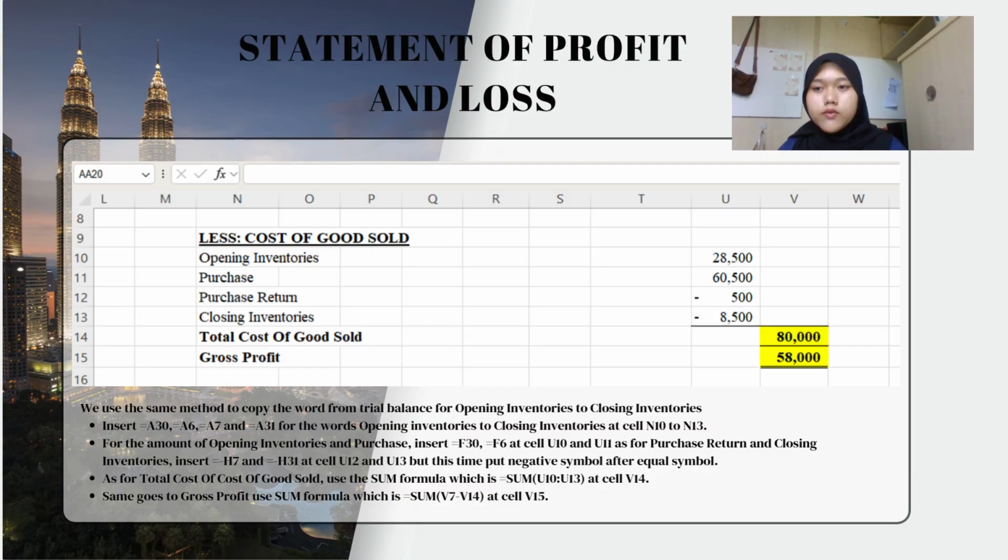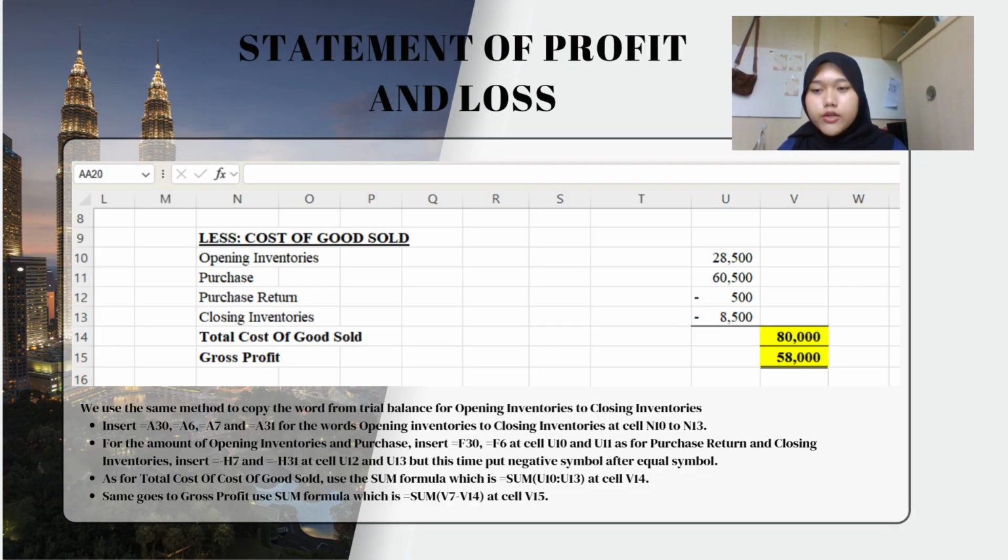Then we go to the cost of goods sold. We use the previous method, but this time the slight difference is that we put the negative symbol for purchase return and closing inventory. And for total cost of goods sold, we use the SUM formula. In the bracket, we put U10 and U13, because we already have the negative symbol for purchase return and closing inventory, we do not need to put the minus symbol in the SUM formula.